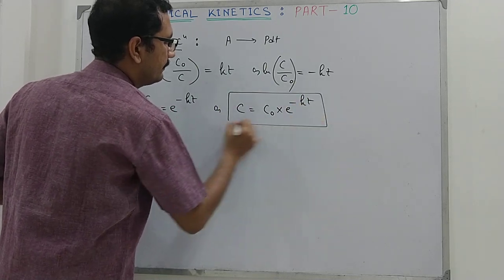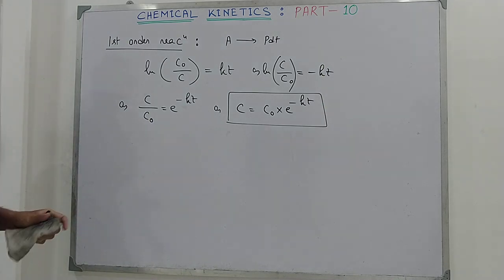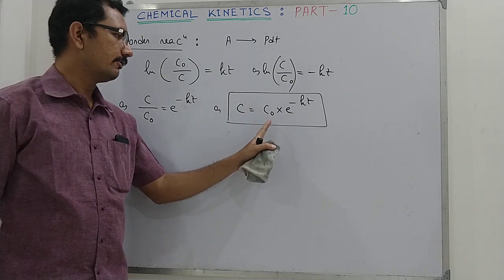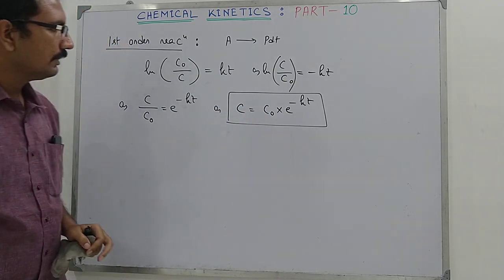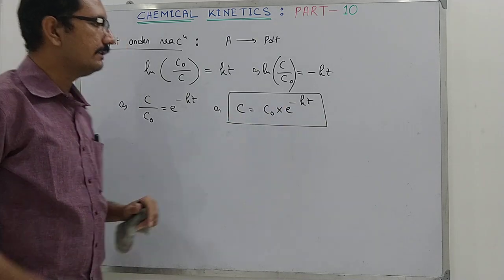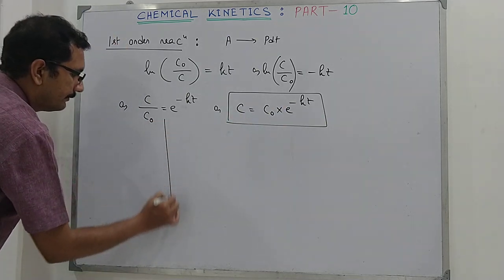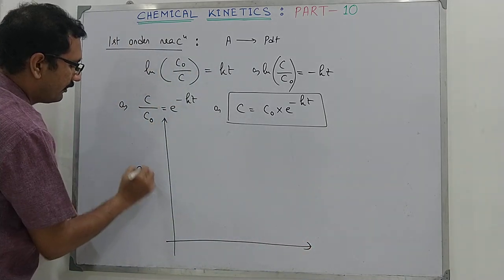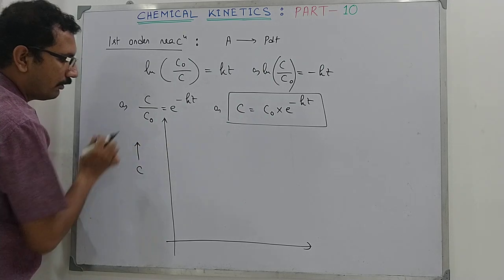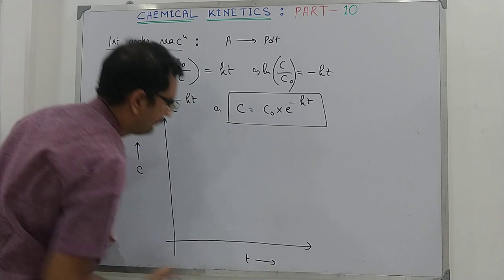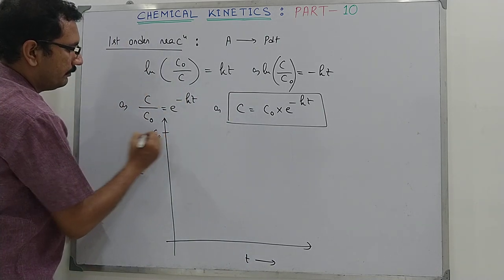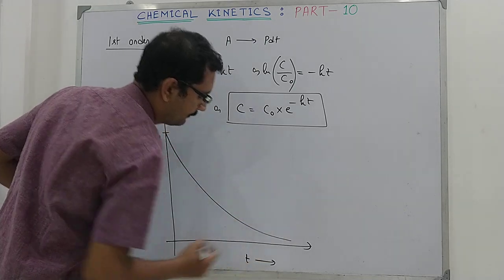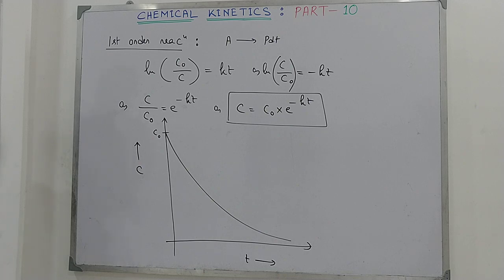Now this is an important relation which is obtained from the integrated form of the rate equation for a first order reaction. This is for first order reaction only. Now here, if we plot C versus T, we are plotting here C instead of log C or log natural C with time. So it starts from the initial concentration C0 and it falls exponentially. You see, it falls exponentially.